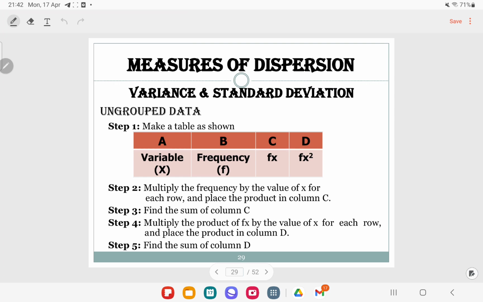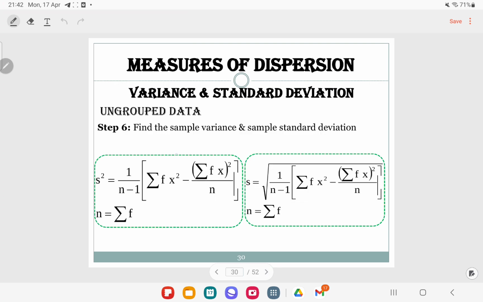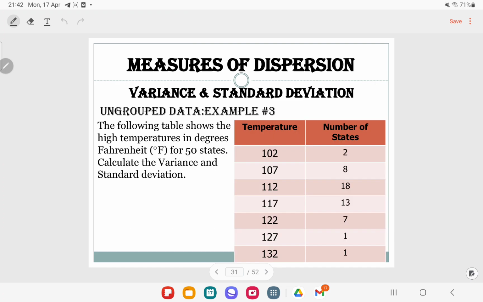Okay, and then you just multiply the frequency by the value of x for each row and place the product in column C. This one is the fx, where frequency is multiplied with the x value. Then multiply the product of fx by the value of x for each row and place the value in column D. Same goes, we are still using the same formula as the ungrouped data. So in this case, we are going to calculate the group data.